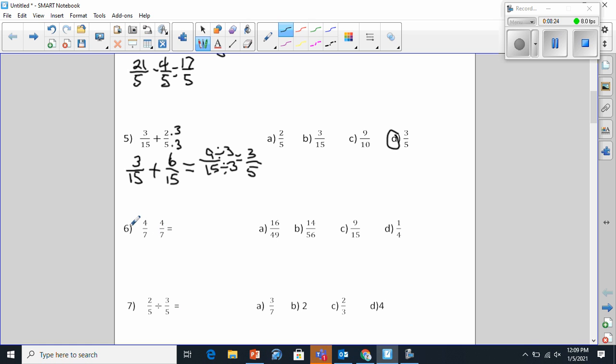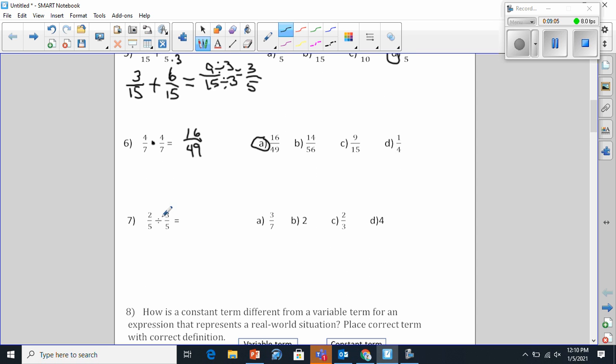All right, number 6 says 4 over 7. I have to apologize for that. When I transcribed the problem over, it didn't put the multiplication sign in between, so I just added it. But now that we see it there, 4 over 7 times 4 over 7. Well, remember, when we're multiplying, we're allowed to take the top number times the top number and the bottom number times the bottom number. 4 times 4 is 16. 7 times 7 is 49. So this is really 16 over 49, and we have that as a possible answer.